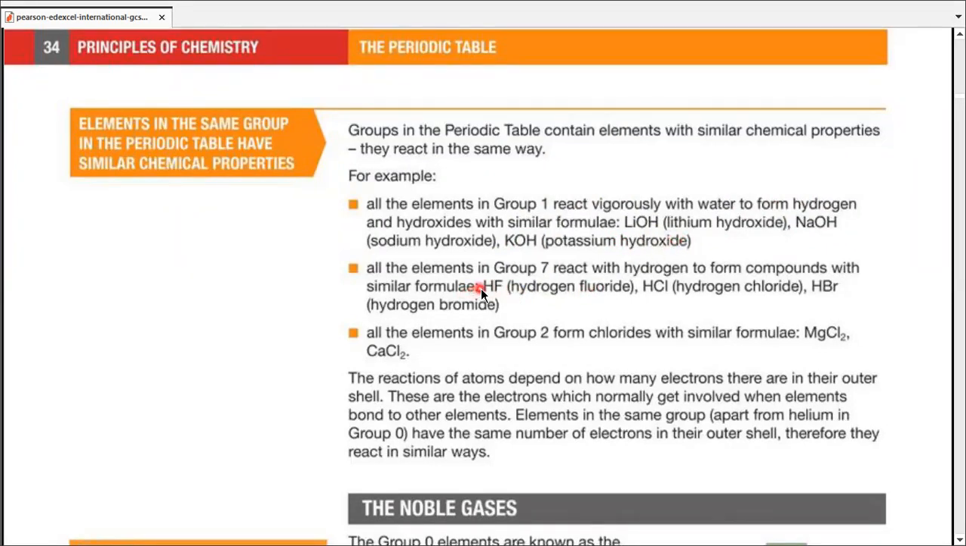For example, all the elements in group 7 react with hydrogen to form similar formulae, acids or gases: hydrogen fluoride, hydrogen chloride, hydrogen bromide. You would see that they have not just the same formula, they almost have the same name. So the next one on the list is iodine. If hydrogen reacts with it, what should be the formula for it?